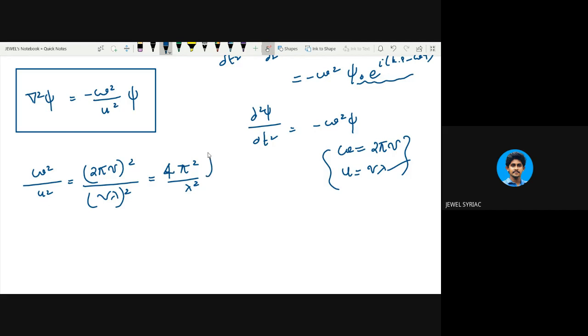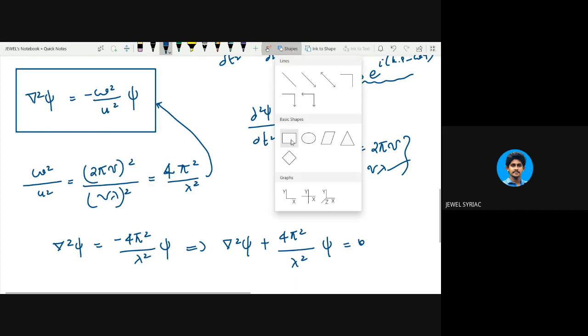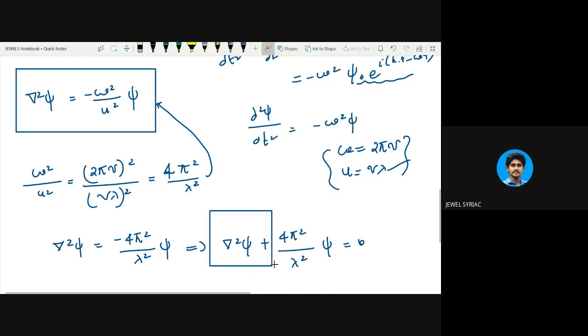Now we can substitute this expression into our wave equation as del square psi equal to −4π²/λ² into psi. Or we can reduce our wave equation to del square psi plus 4π²/λ² psi equal to 0. So what did we get? At the end we reduced our wave equation and we will get an expression like this.